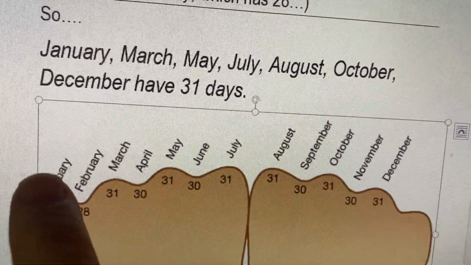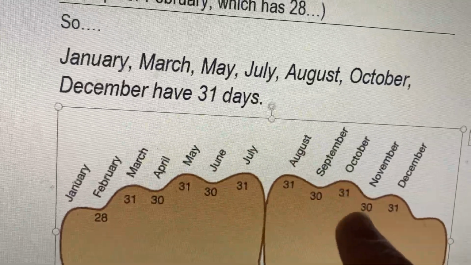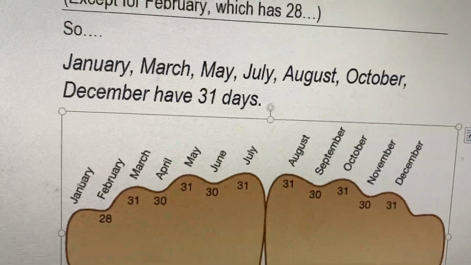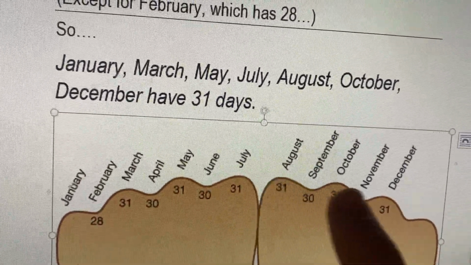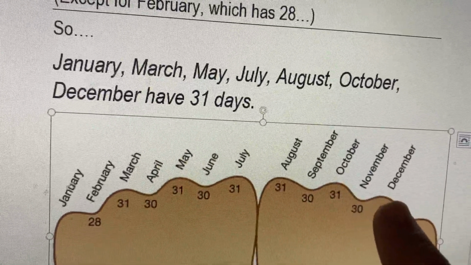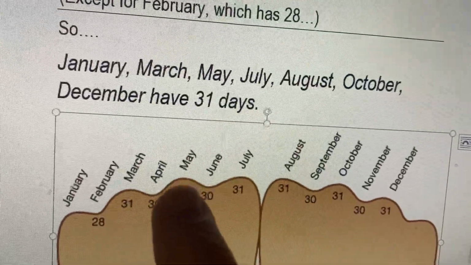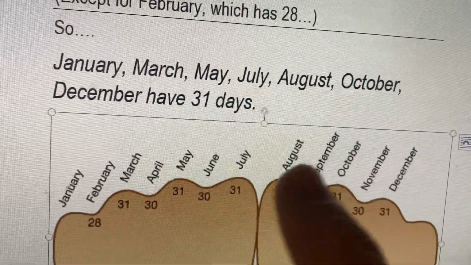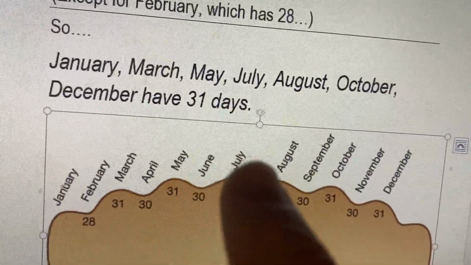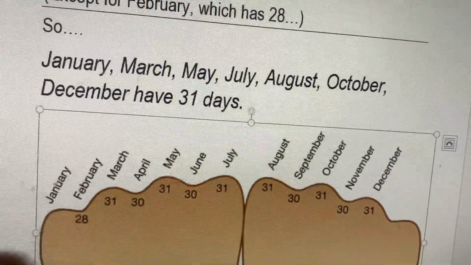January, 31. February, March, April, May, June, July, August, September, October, November, December. And you could do it in any order with your knuckles. You could start here. There's no real order. You could do January through December, and it will still work. Just use your two hands and do knuckle between, knuckle between, knuckle between, knuckle between.